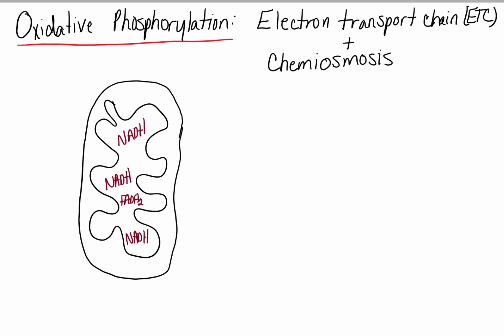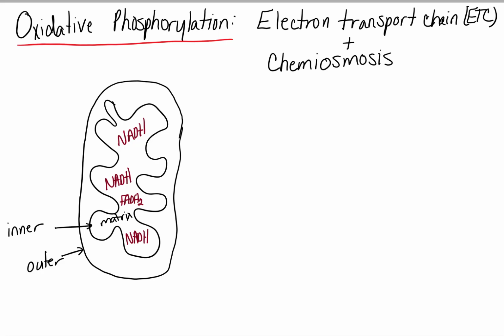This process of oxidative phosphorylation is also going to occur in the mitochondria. We saw pyruvate oxidation and the citric acid cycle also happen in the mitochondria. And so I've drawn the mitochondria again with the outer membrane, the inner membrane. We have the matrix here. And in the matrix, we have a bunch of NADH and FADH2, these reduced electron carriers that are bringing electrons to the electron transport chain.